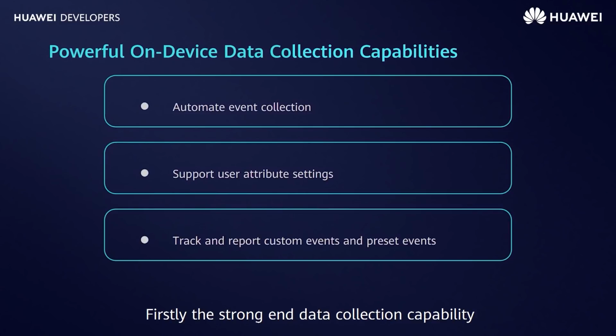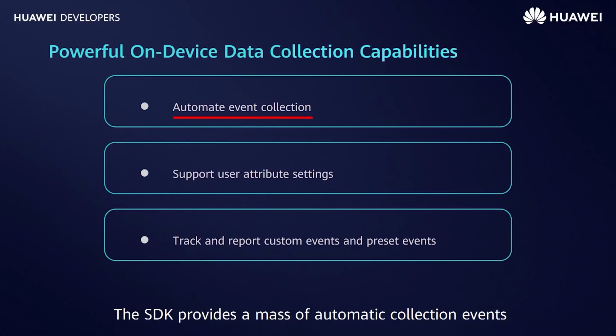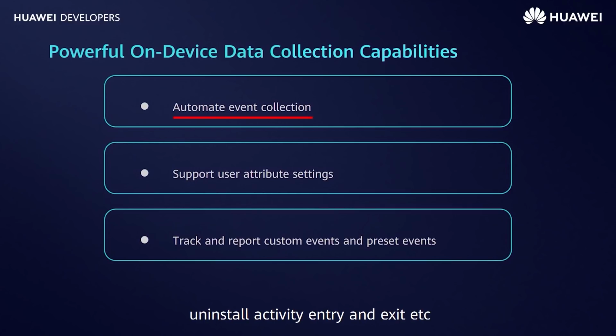Firstly, the strong data collection capability. The SDK has 3 data collection methods. 1. Support automatic collection of events. The SDK provides a mass of automatic collection events, such as application installation, startup, update, uninstall, activity entry, and exit, etc. All of the data of these events can be collected and reported automatically without event tracking by users, which greatly facilitates the developers. However, the IDs of these events are reserved fields of Analytics Kit and cannot be reused.